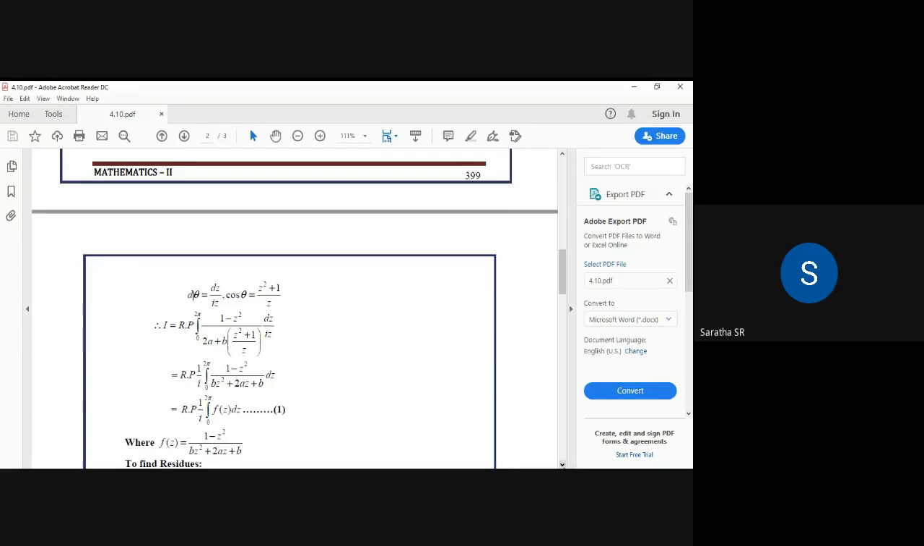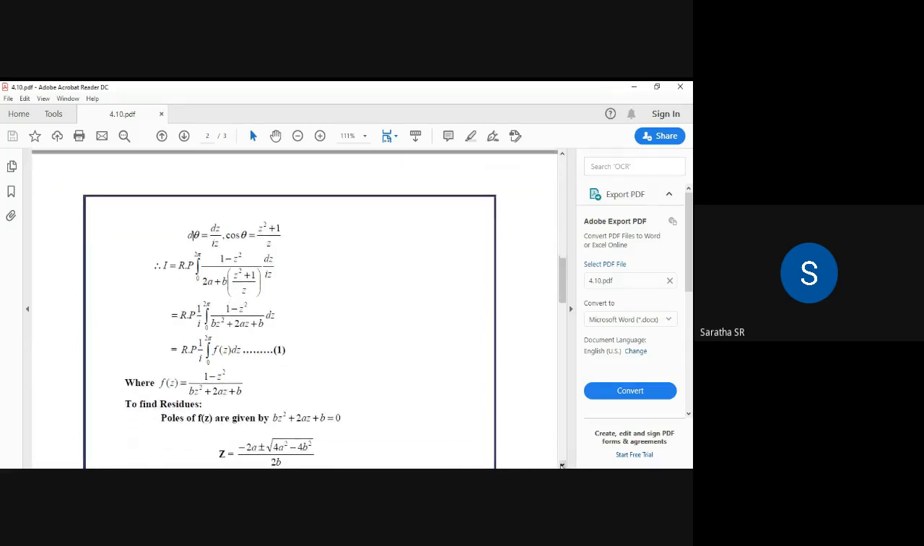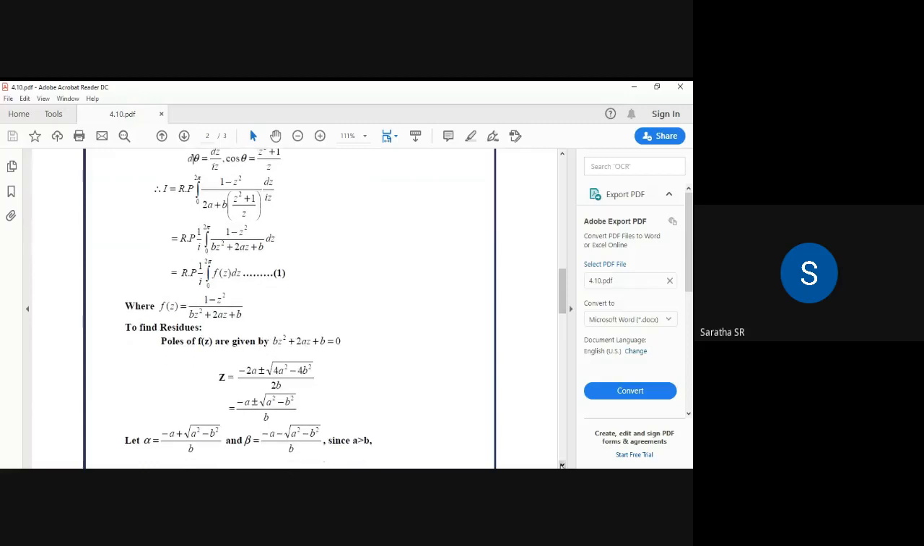So we are converting the trigonometric terms, whatever is given, in terms of z. So the limit also we are converting in terms of z such that modulus z equals 1, the unit circle only. So we are converting in terms of the unit circle. So here you will replace z such that modulus z equals 1, like the last problem. So you will take f of z equal to 1 minus z square divided by bz square plus 2az plus b, we got it.